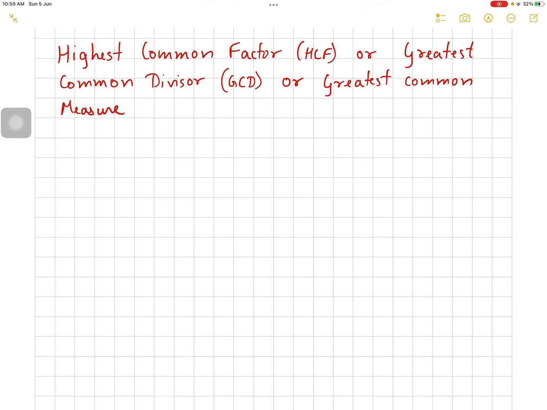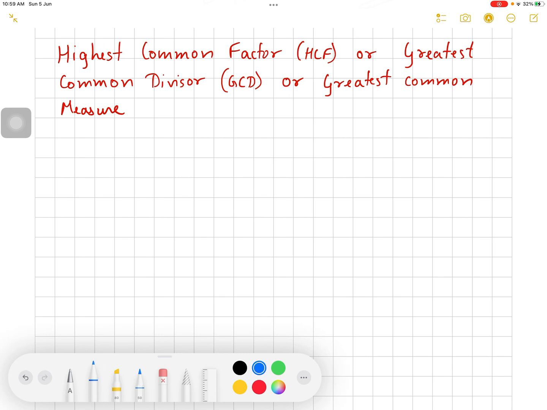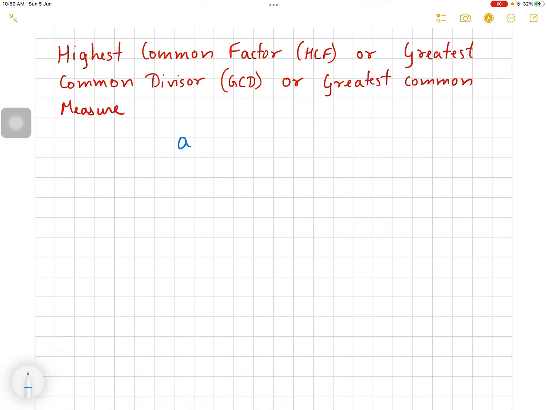Okay. So suppose there are two numbers A and B, and there is one number, say D, and D divides A and D divides B as well. Then that means D is a factor of A and B. The biggest number which is a factor of A and B is called the highest common factor.